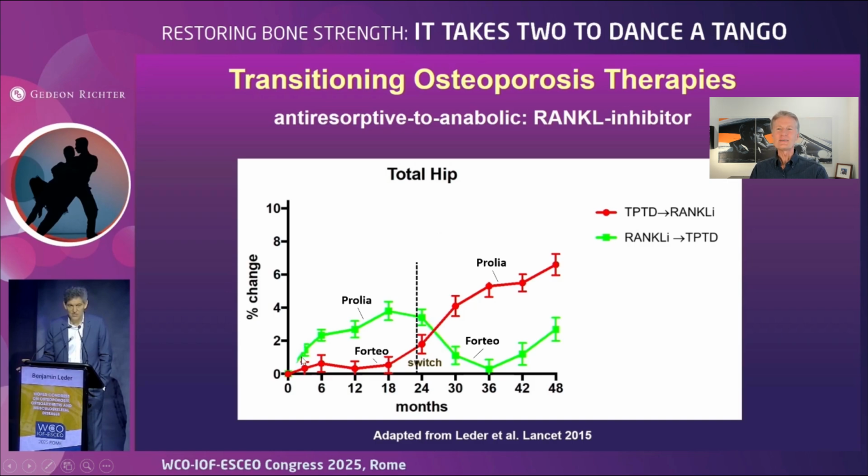It was called the DATA-Switch study, where they took one group of people and put them on Prolia for 2 years, and put another group on Forteo for 2 years. So you see the Prolia guys gained and did really well in the first 2 years. And then they switched to Forteo. And what happened was in the hip, they actually lost virtually everything they gained over that first 2 years, they lost in 1 year.